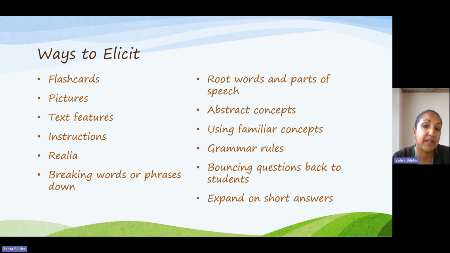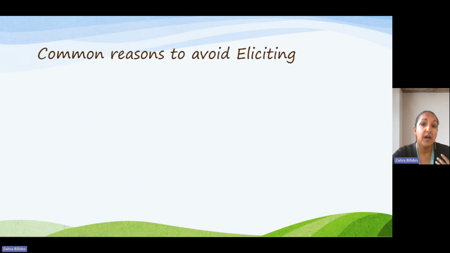And always get them to expand on short answers. So if they give you an answer to a question, maybe ask them why or how, get them to give you an example of how it could help or how it could work, so that they're not just giving you a short answer, but giving you more detail.